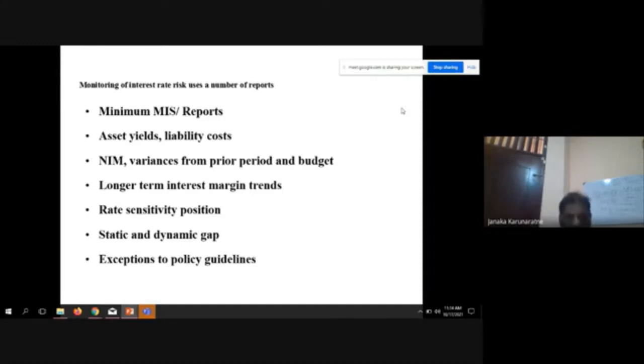Longer term interest rate margin trends. So how do you see the trends in the long term interest rate margins? Rate sensitivity positions like repricing gaps, and also static and dynamic gap. Dynamic gaps, you look at the gaps on a regular basis and try to adjust based on your gap ratios to a somewhat comfortable level. And also, if there are exceptions to the policy guidelines, then you have to examine them carefully. What are the reasons and whether there are any risk areas or any violations and so on.